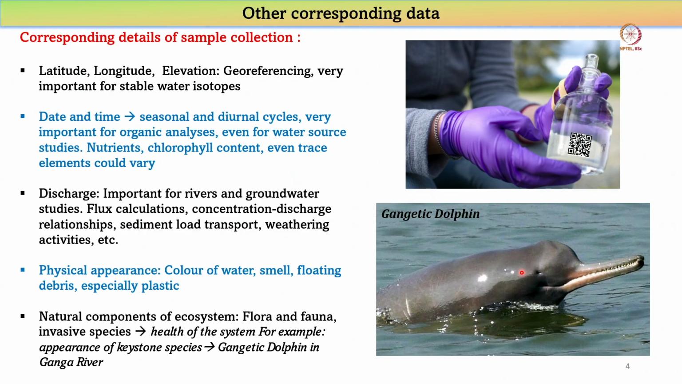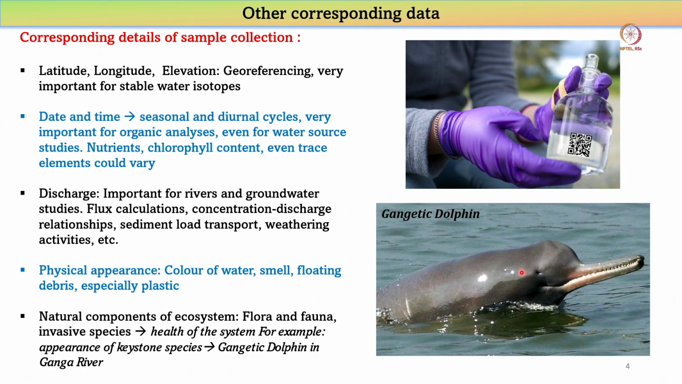If something is decaying in the river, if the fishes are dying, if the plants are dying, there will be a different kind of smell. From that odor also, you will understand whether the system is a healthy system, or whether the system is already compromised, and therefore you're looking at a stressed system. Then, what is the natural component of the system? You need to take note of that.